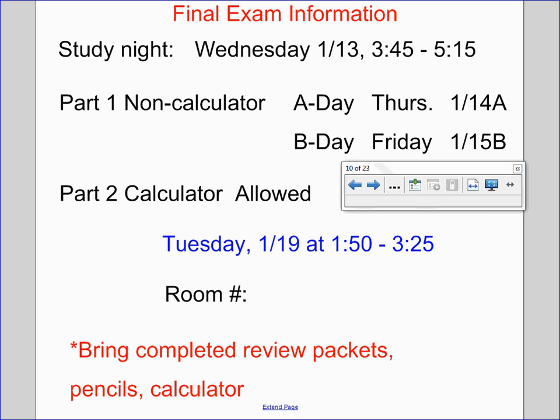Next Wednesday, the 13th, is final exam review night. You'll have the opportunity to come and ask questions of advanced algebra teachers. If you're not doing something else during that time frame, 3:45 to 5:15, come for all or part of it. You can work and ask questions with your semester review packet, and that's a great resource to take advantage of.